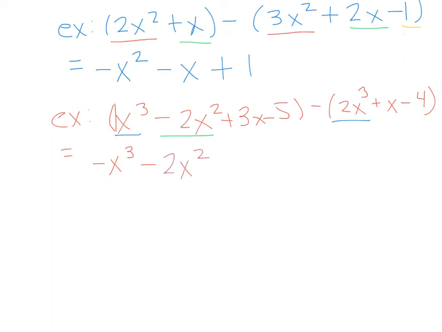And the x term, we have a plus 3x and an x. So 3x minus x is going to result in a plus 2x. Now combining the constant terms, we're going to have negative 5 minus a negative 4. Well, minus a negative is plus, so that becomes negative 5 plus 4, and our new constant after combining is minus 1.